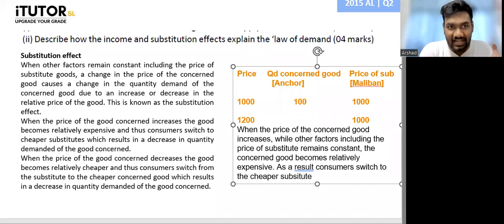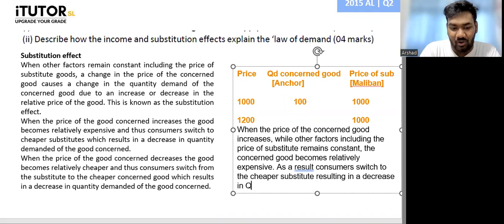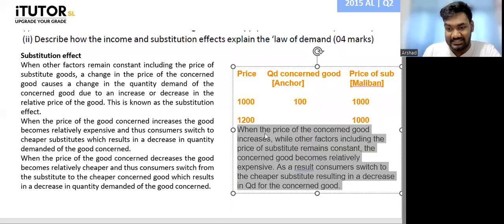Because my product price has gone up, it's relatively expensive now. So what do people do? They switch to Maliban, they switch to the cheaper substitute, resulting in a decrease in quantity demanded for the concerned good. That is the complete answer on what it is. Is that clear, guys?